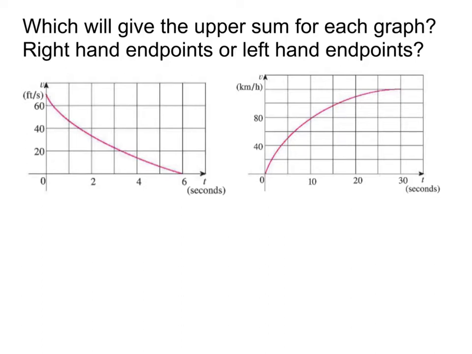I'd like you to take a moment here before we get rolling in this problem and actually think through this one. If I wanted to get an upper sum for each of these, and each one individually, would I use right-hand endpoints or left-hand endpoints for each?